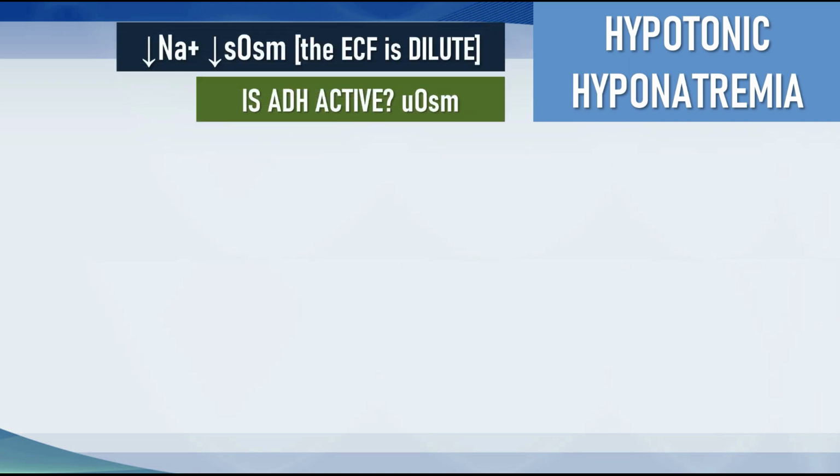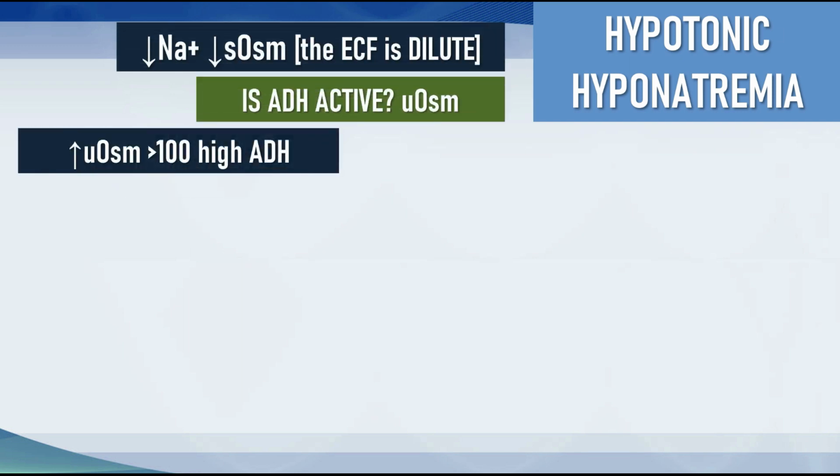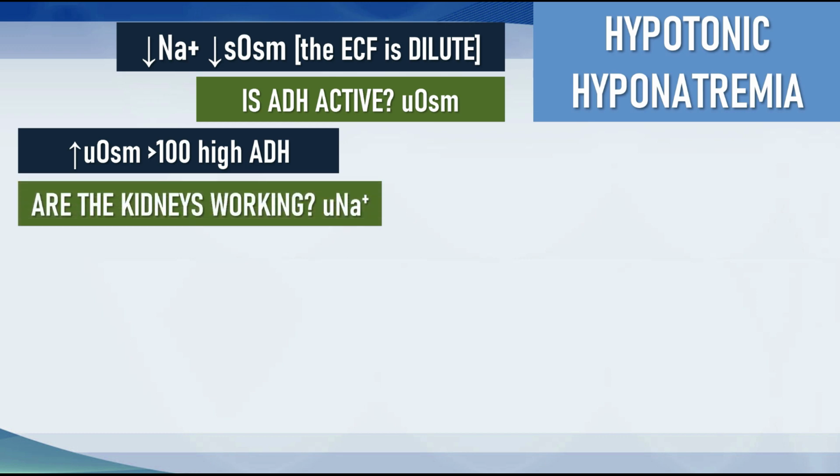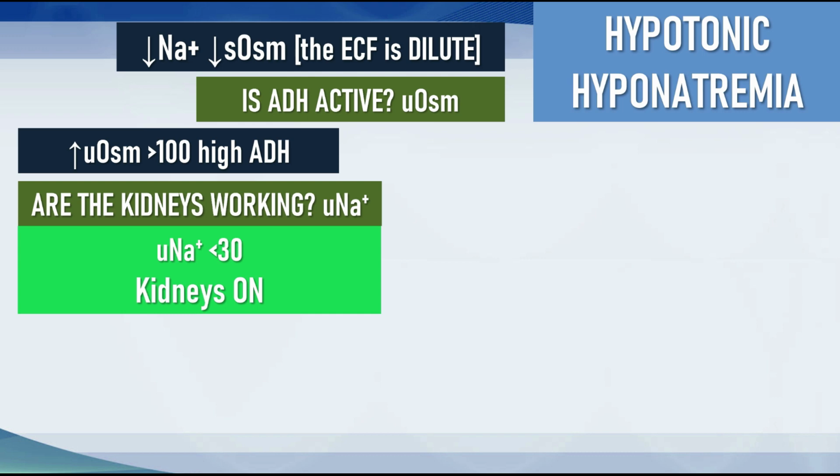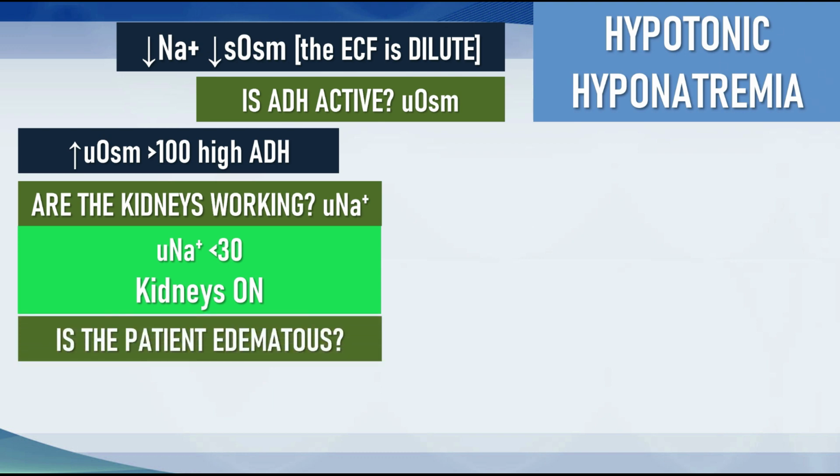In this situation, we have a high urinary osmolality. We have a low urinary sodium of less than 30 millimoles per liter. What then? The kidneys are clearly working. So this is very, very difficult. If the patient is edematous, then this is an other organ system problem.